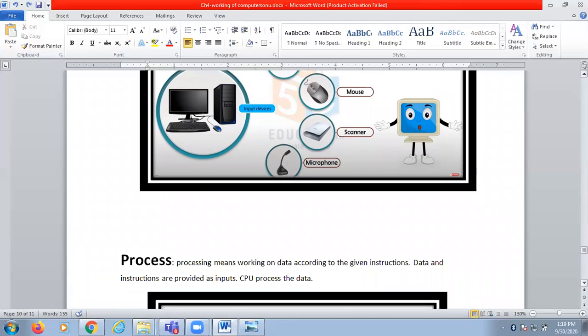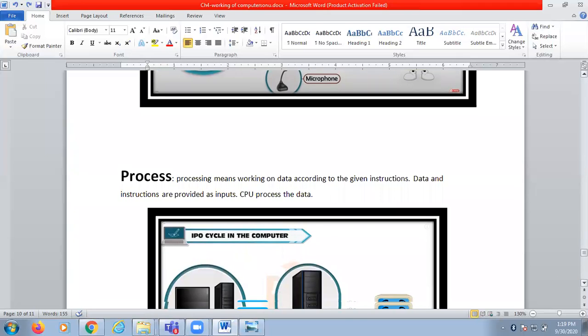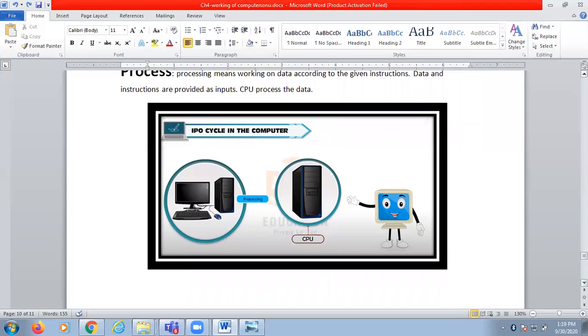Processing can be done only with the help of the CPU, but we have a lot of examples of input devices. We have keyboard, mouse, scanner, microphone. But when we talk about processing, it can be done just with the help of the CPU. We always say that the CPU is the brain of the computer. We always say that without the CPU, the computer can't work. All the data is processed with the help of the CPU.